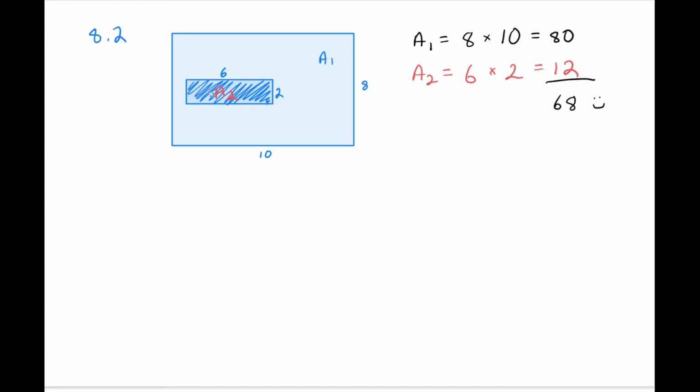Okay? We had to find just the light blue section, so we found the whole thing, and then we subtracted the amount that was represented by this darker blue section, and that was area 2. That was a subtraction problem. All right, so let's move on to triangles, the area of triangles. Fun stuff.